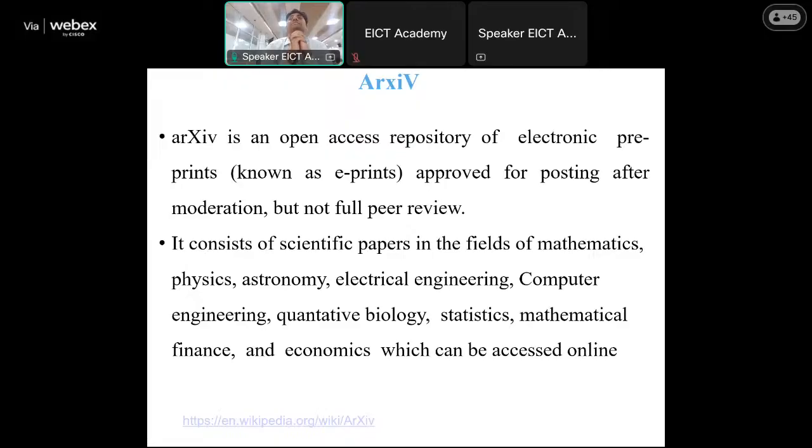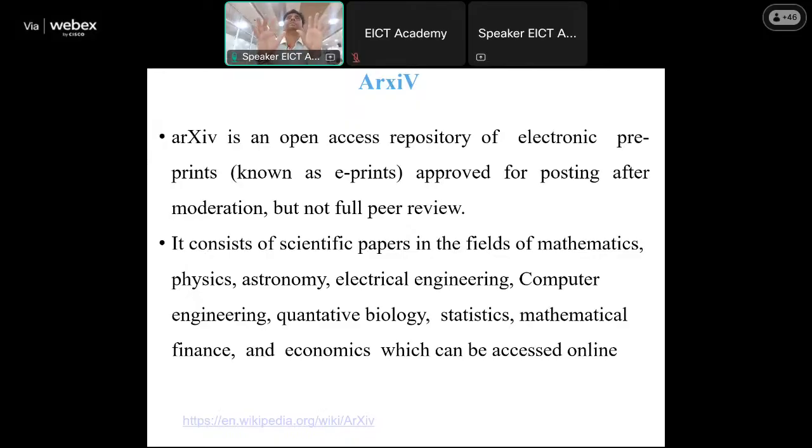Now the question is, then what is the use of publishing an article in an open access repository? Does anyone have that doubt? Why do we need to publish our article in an open access repository where there is no peer review? Ultimately, with arXiv, you can publish your article for some reasons. A few of the reasons that I know, I am mentioning.